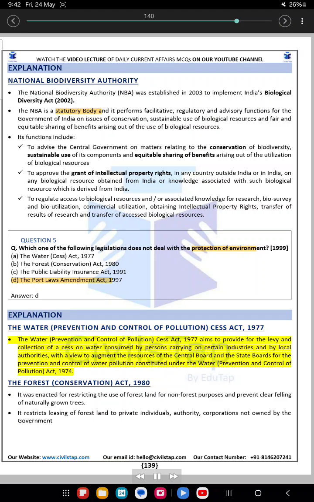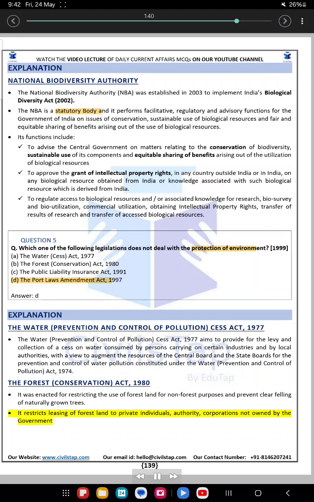The Water (Prevention and Control of Pollution) Cess Act, 1977 aims to provide for the levy and collection of cess on water consumed by persons carrying on certain industries and by local authorities, with a view to augment the resources of the central board and the state boards for the prevention and control of water pollution constituted under the Water (Prevention and Control of Pollution) Act, 1974. The Forest Conservation Act, 1980. It was enacted for restricting the use of forest land for non-forest purposes and prevent clear felling of naturally grown trees.